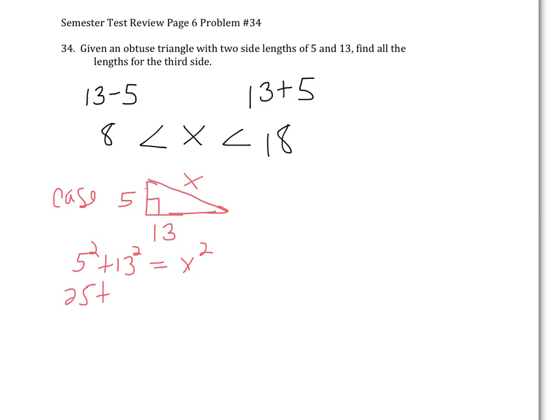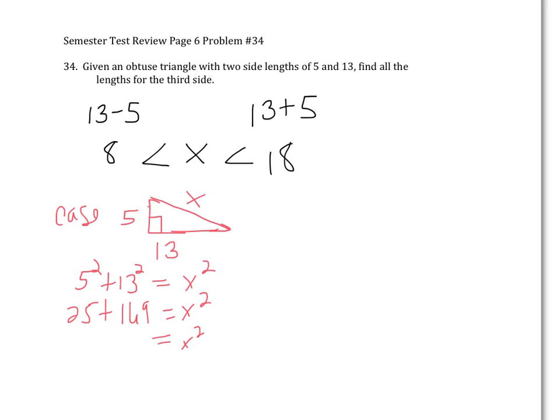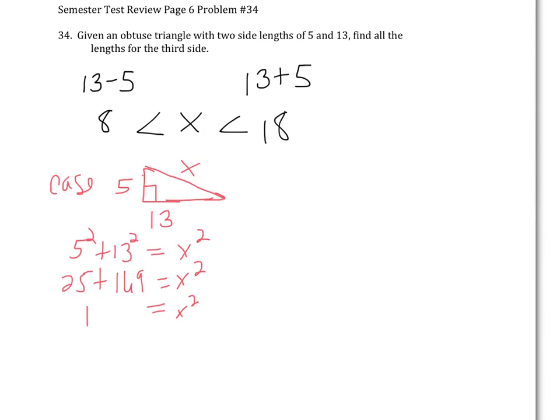So we'd have 25 plus 169 equal to x squared. When I add those two together, I get 194. And when we square root that, we get approximately 13.93. So we know that in order for this to be an obtuse triangle, it would have to be bigger than 13.93.